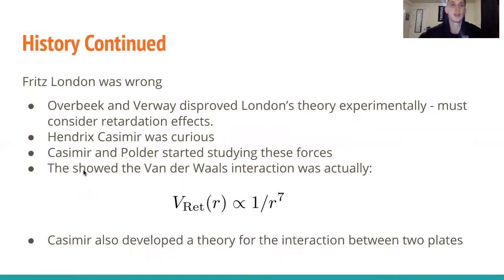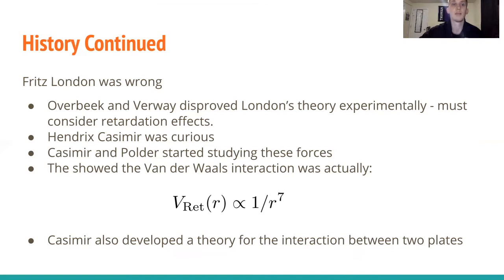But it turns out Fritz London was wrong, and not long after his prediction, Overbeek and Verwey disproved his theory experimentally. They didn't show any theory. They basically just said, yes, this guy's wrong. So they determined that you must consider the retardation effects for his theory to be correct. Basically, the retardation effect is just considering the information transfer from one particle to the other. It takes time. And this is basically just due to the speed of information, or the speed of light.